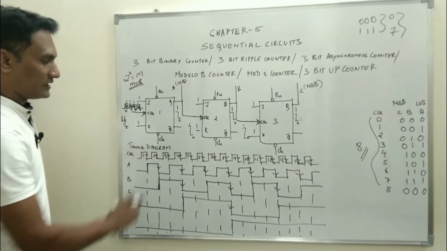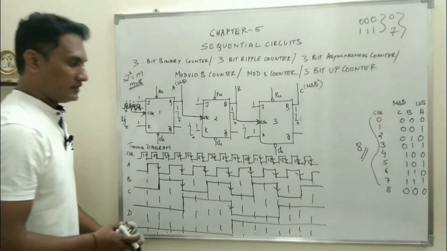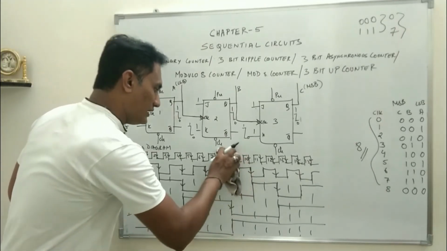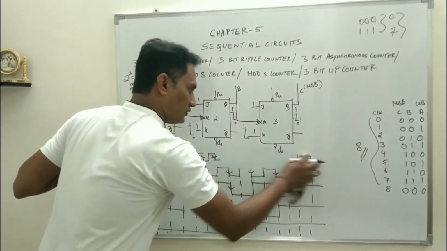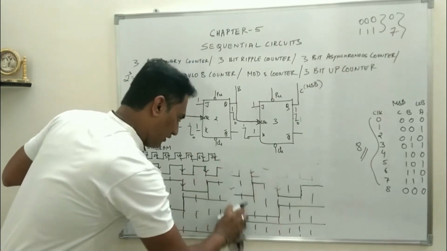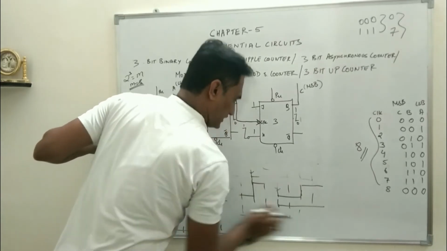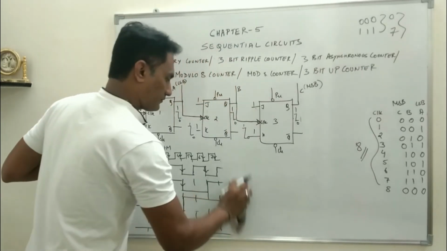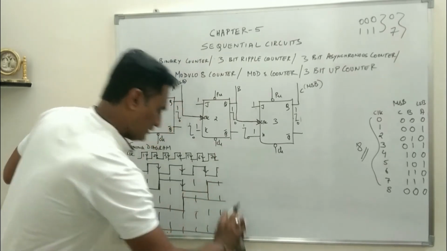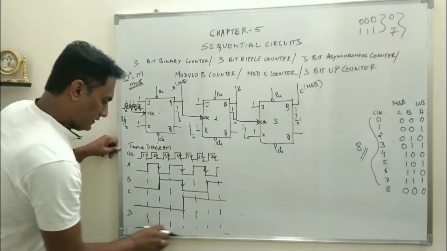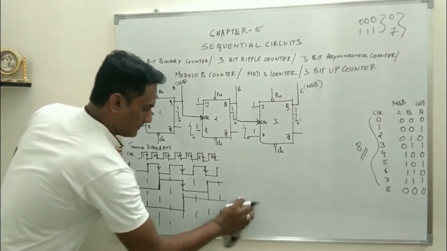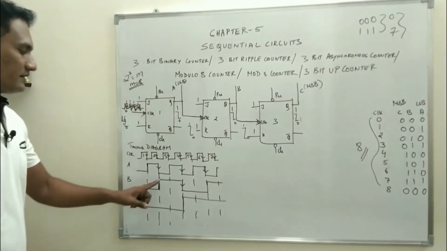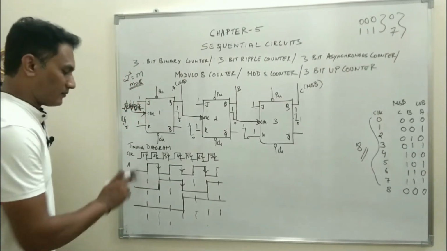Of course, now the timing diagram has to be modified. The timing diagram should have only 7 clock pulses, so I'm just rubbing it off after 7 clock pulses. And D will not be there. That's all. This will be the timing diagram.